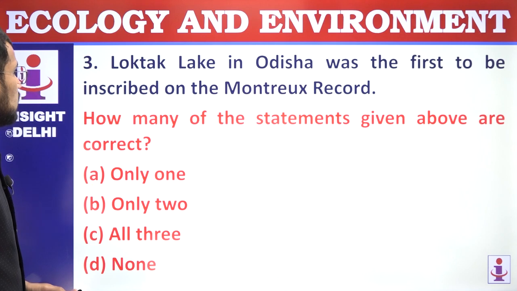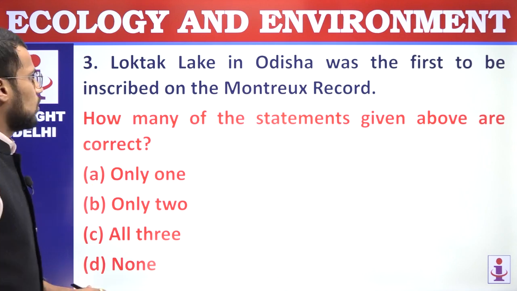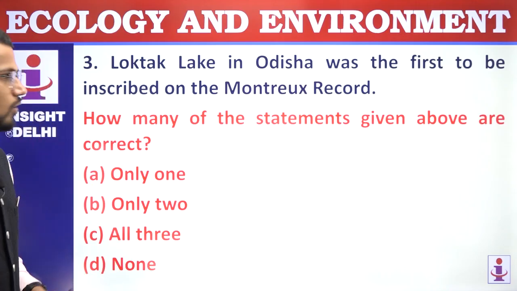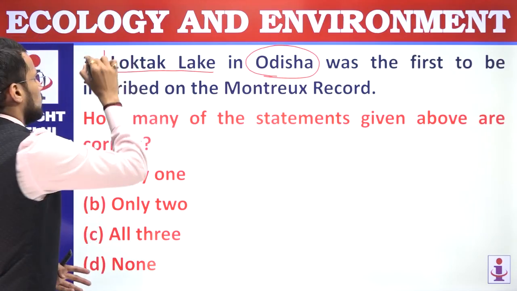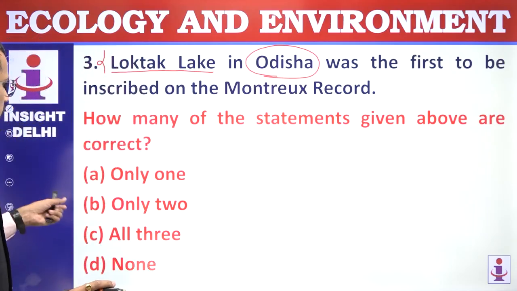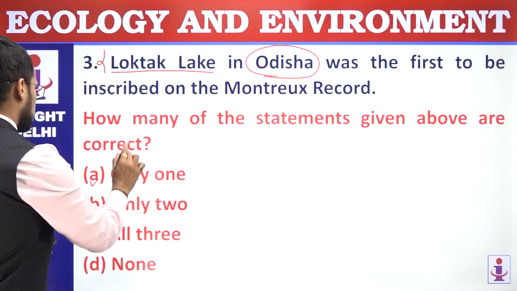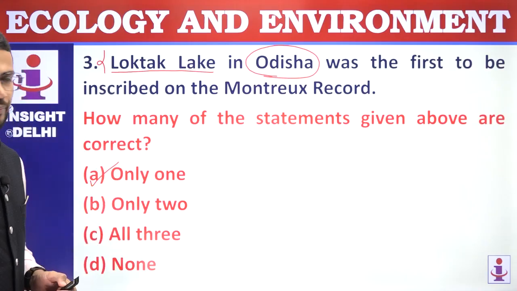Third, Loktak Lake in Odisha was the first to be inscribed on Montreux's record. Now, Loktak Lake is not in Odisha, it is in Manipur, and that's why the third statement is incorrect. So only 1 statement is correct, that means statement number 1, answer is A, only 1. 22.